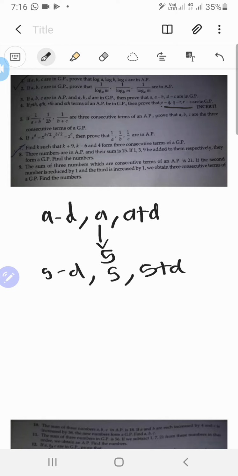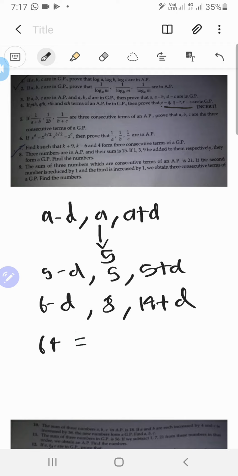If 1, 3 and 9 are added to them respectively, they form a GP. Find the three numbers. Okay, cool. So when you add 1 to this, you get 6 minus d. When you add 3 to this, you get 8. And then you get 9 plus 5 is 14 plus d. So these numbers are supposed to be a GP. So you will get 8 squared, which is 64, is equal to 6 minus d into 14 plus d.